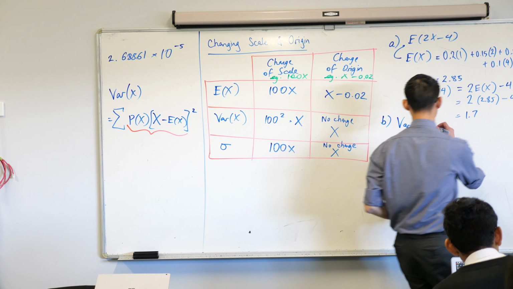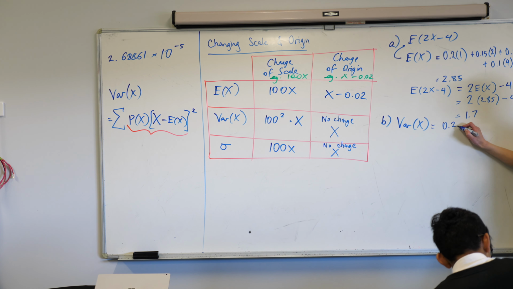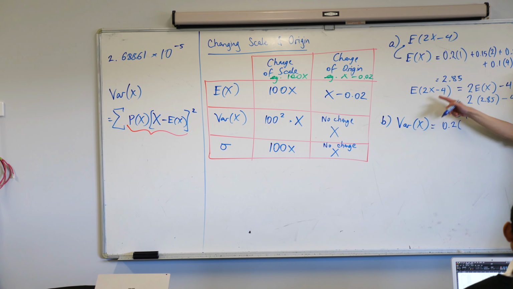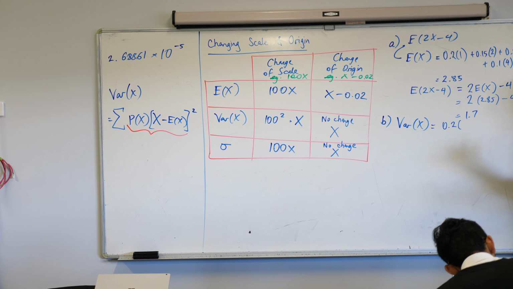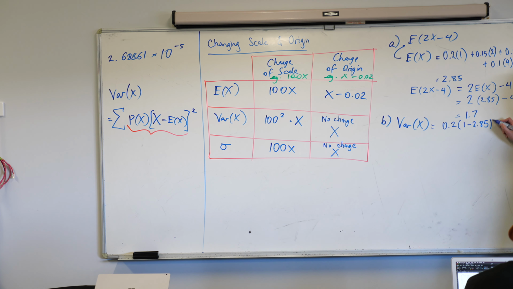Okay? So variance, again, I'm multiplying probability each time. And then, okay, take your breath. It's the value, subtract the expected value, then square. Right? So there's my first value. Subtract my expected value, and then square.